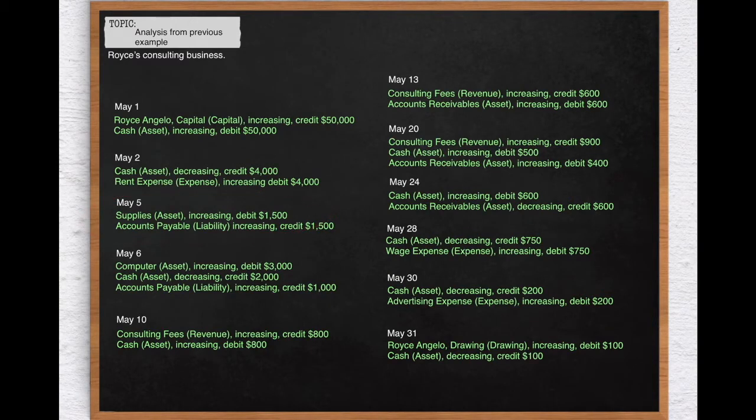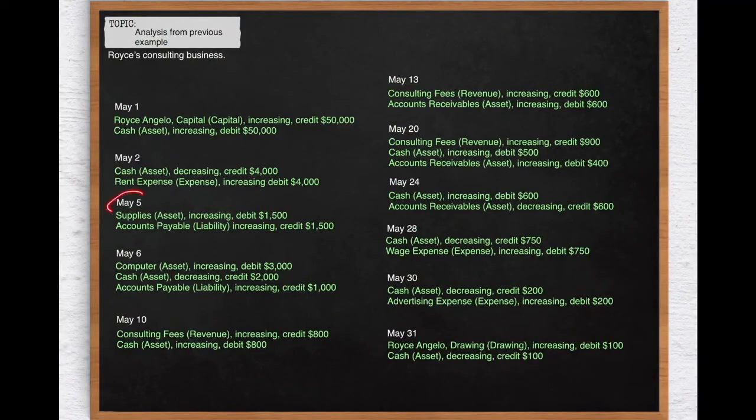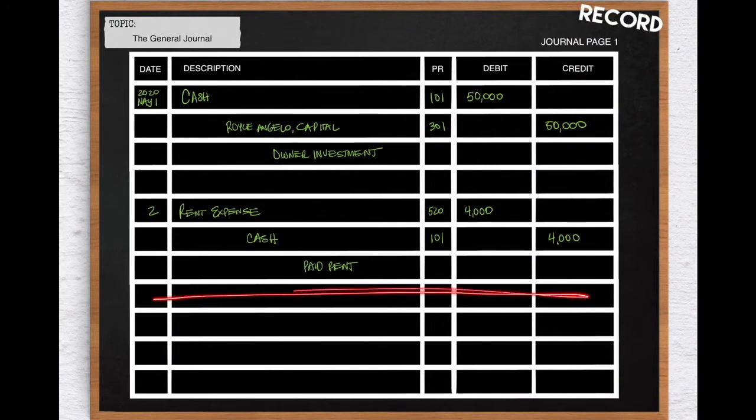Let's do May 5th. May 5th, we have 3 accounts going on. Oh no, I'm sorry, that's May 6th, but May 5th, you still have 2 accounts. Remember, skip a line. Forgot the date there, so May 5th. On the skip a line, put 5 for May 5th. Then you're going to list the account that's being debited first. So supplies is being debited and accounts payable is being credited, and you list that second after indenting. Then you're going to want to put a quick description and indent from the credit account.